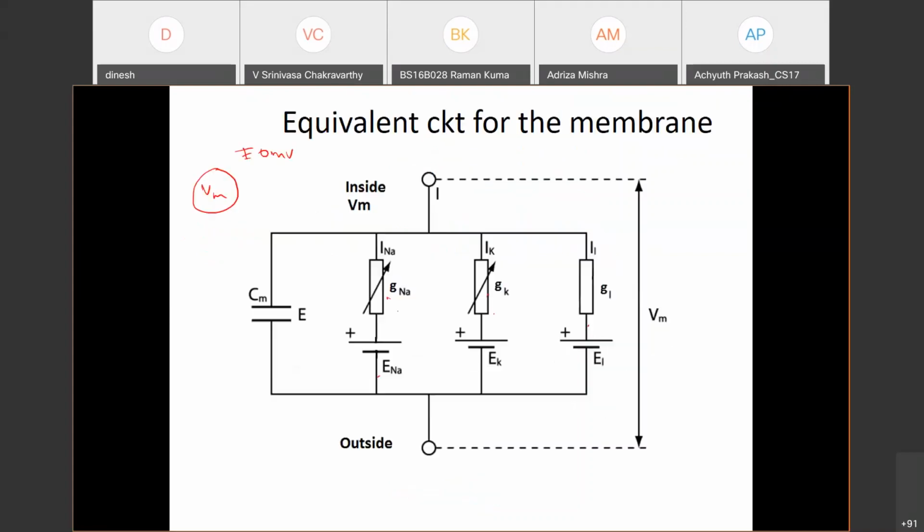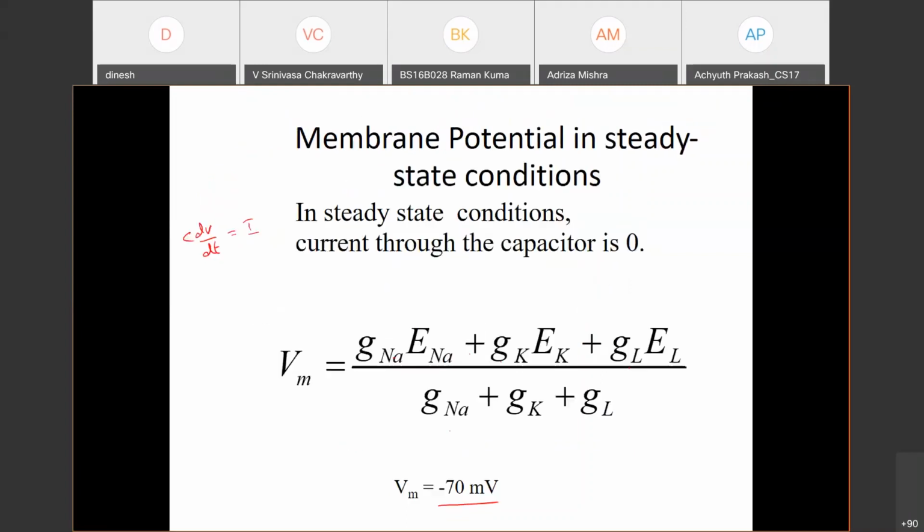So suppose you take resting conditions. Let us say the whole circuit is in resting condition, all the voltages are constant, all the currents are constant.